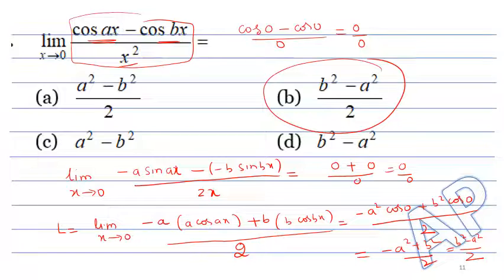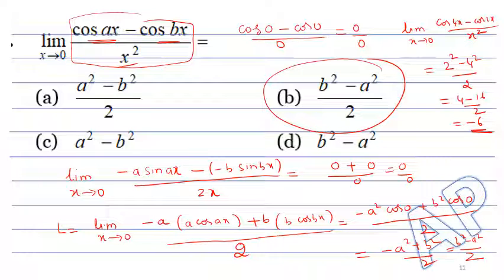So now if you have a problem like this, that is the limit as x approaches 0, this is an example. You have (cos 4x minus cos 2x) divided by x square. We can say that it is (2 square minus 4 square) by 2. That is I have (4 minus 16) by 2, which is minus 6. So we can use this as a shortcut formula for finding the problems of the type limit as x tends to 0 of (cos ax minus cos bx) by x square.